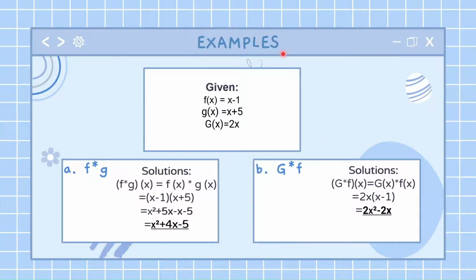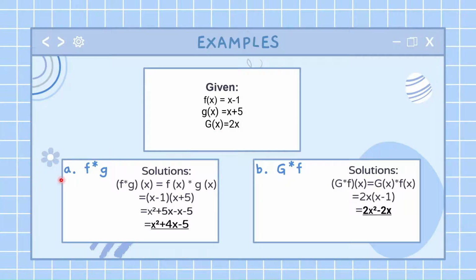Now we have here examples. We have here example A and example B with our given: f of x is equal to x minus 1, g of x is equal to x plus 5, and h of x is equal to 2x. Now, don't be confused with the uppercase and lowercase. All you need to do is be attentive and check. You always need to double check when you substitute that you substituted the proper value, or else you'll get it wrong. You just have to pay attention to what you're doing.